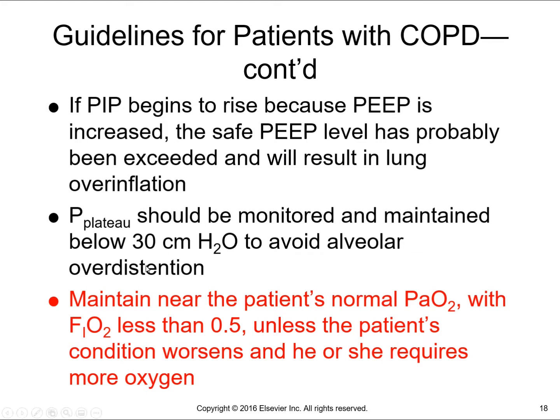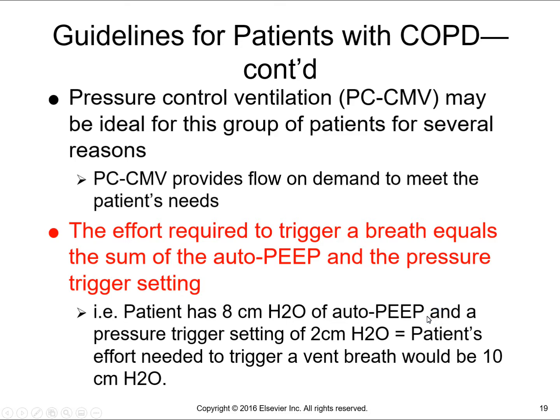Okay. A plateau pressure should be monitored and maintained below 30. 30 is our magic number. Again, maintain near the patient's normal PaO2 with the FiO2 less than 50% unless the patient's condition worsens. All right, so if they start desatting more into the 70s, I would probably give them a little bit more oxygen. But if they're at 86, 87, I'd bring that down to 2 liters nasal cannula.